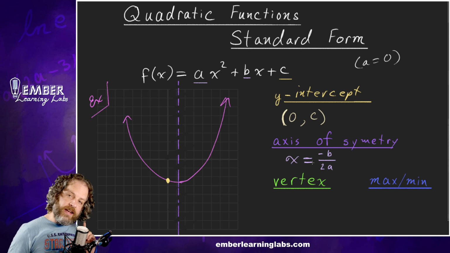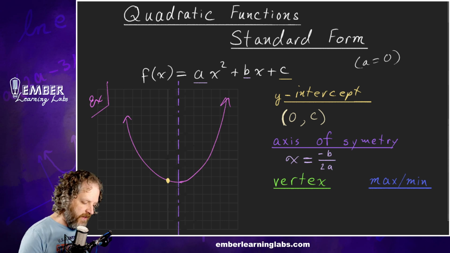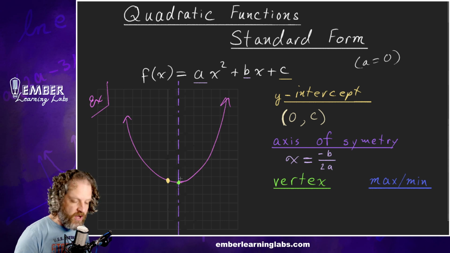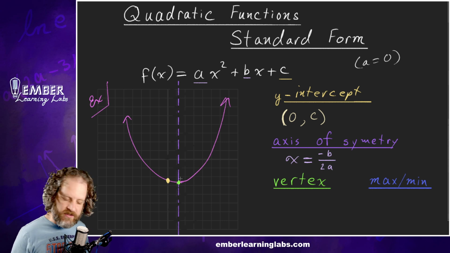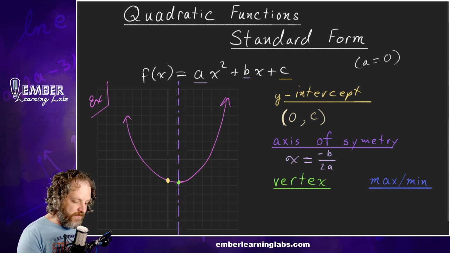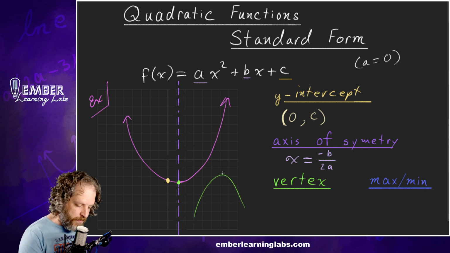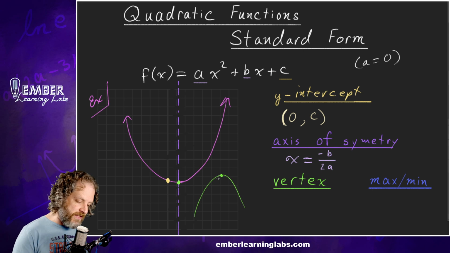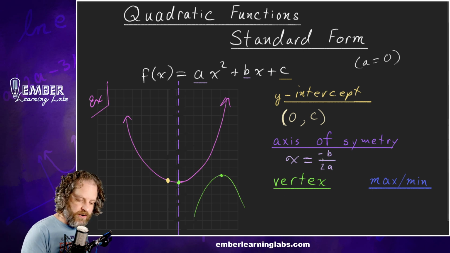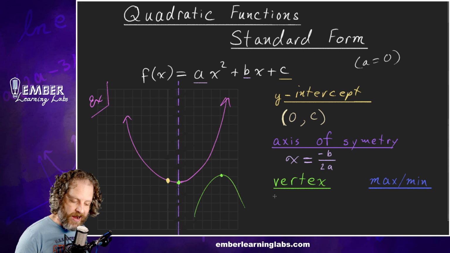So now what is the vertex of a parabola? It's the point where the axis of symmetry crosses it, right? So it's the very bottom, or if it was an opening down parabola, it would be the very top. It's one of those two things. So to find the vertex, the x part of the vertex is this x right here.